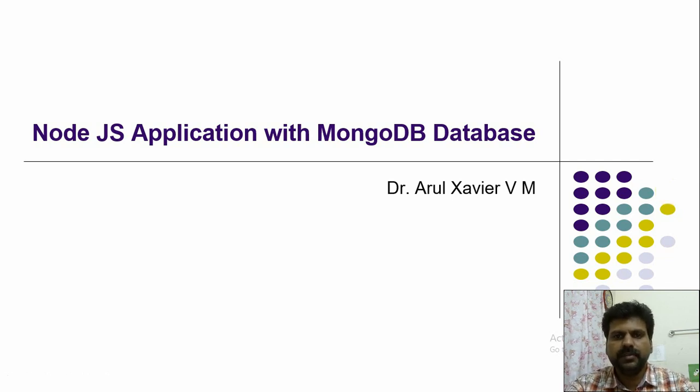In this video, we will be discussing how to create a Node.js application with the MongoDB database. So basically, MongoDB database is used for storing data using JSON format. In this video, we'll be discussing how to store data from a Node.js application to a MongoDB database.